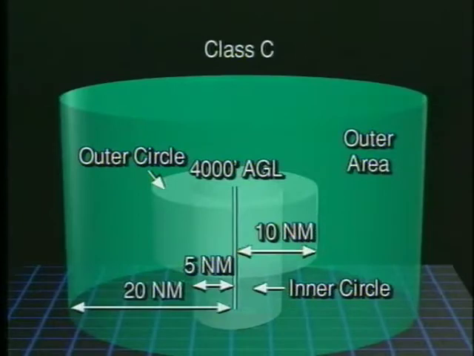There is also an outer area that extends out to 20 nautical miles from the primary airport. The ceiling of this area extends up to the limit of each approach control's delegated airspace, and the floor extends upward from the lower limit of either radar or radio coverage. Therefore, the vertical limits of this airspace vary for each Class C area.